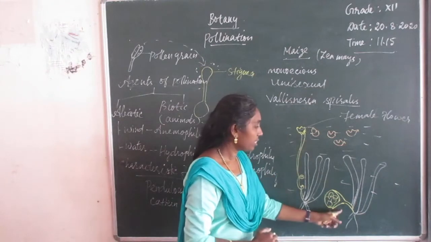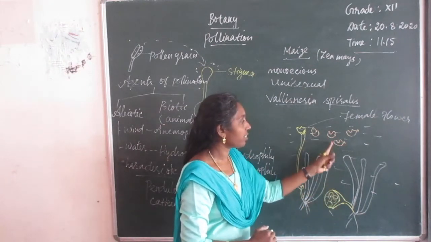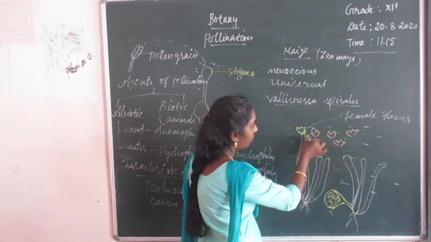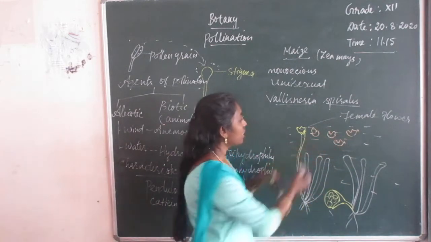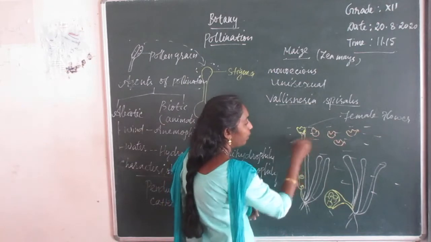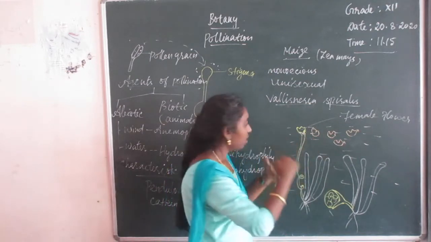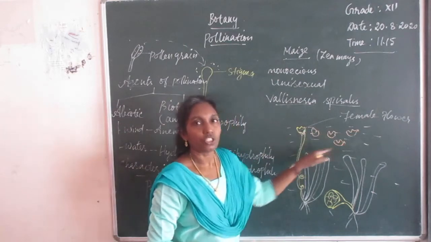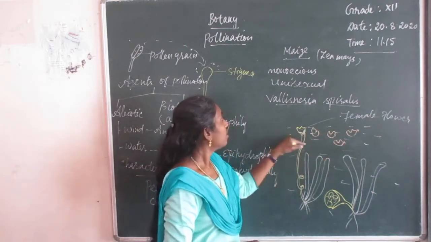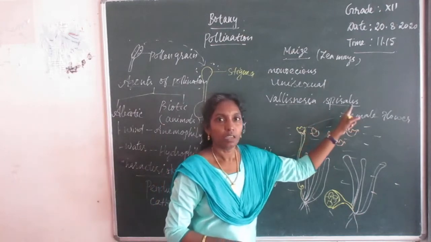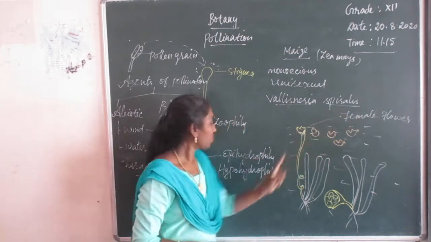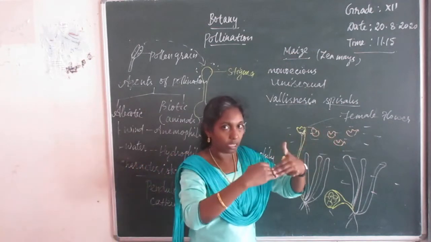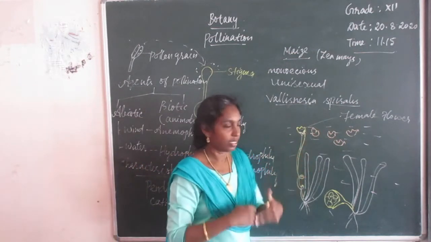This is the female flower, this is the male flower. Male flowers get detached and float on the surface of water. When the male flowers come in contact with the depression of the female flower, they fall on the stigmatic region and effective pollination takes place. This type is seen in Vallisneria spiralis, called epihydrophily. That means pollination takes place at the surface of the water level.